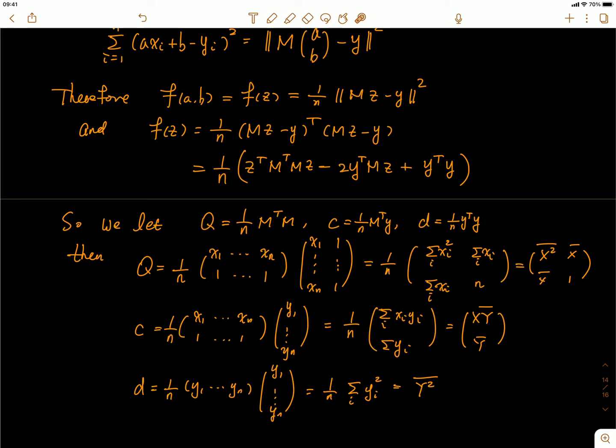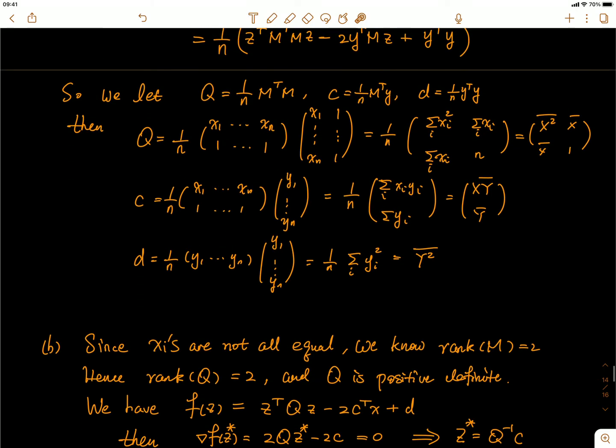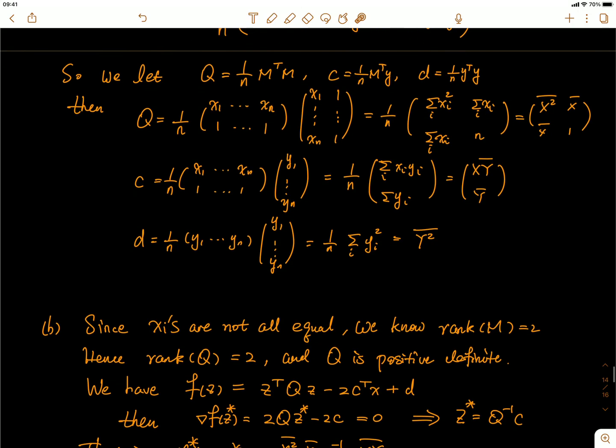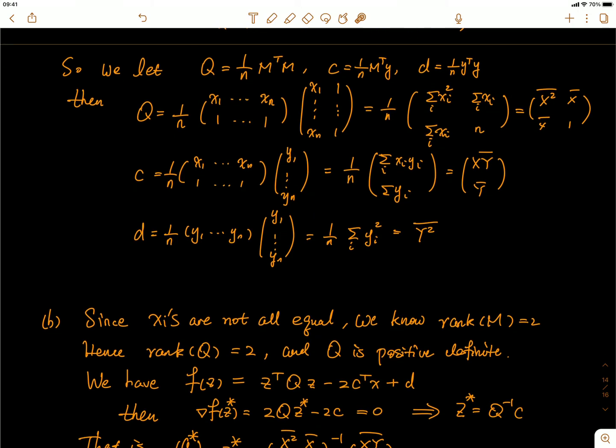That's the Q matrix. And then the c matrix is similar. We just multiply this and this, that's the M transpose and this is the y, and by simplifying that, we get this. Similarly, we get d equal to that as well. It's easy to verify that by yourself. So that's all for the Q, c, and d. Then let's finish the first question.